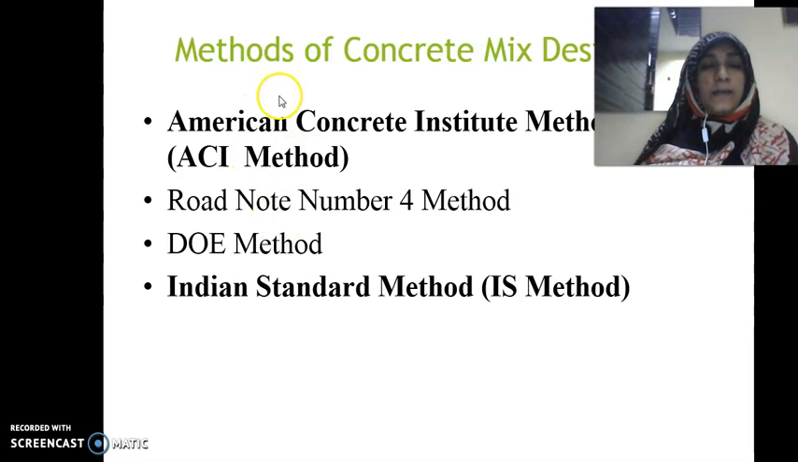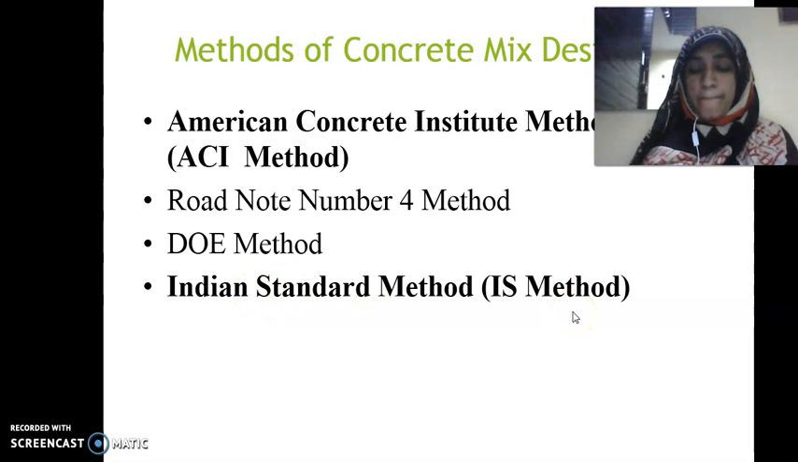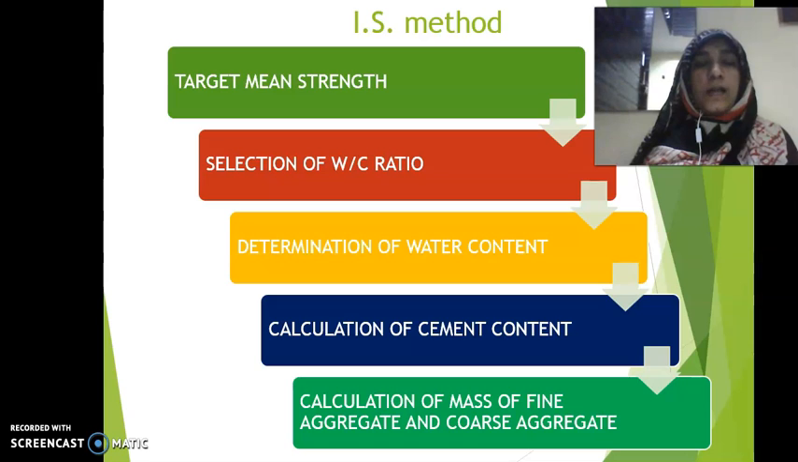But in your syllabus, there are only two methods given. That is ACI method and IS method. Next, IS method. In India, we generally use the IS method. In this method, there is nothing to do. We just have to follow the steps.